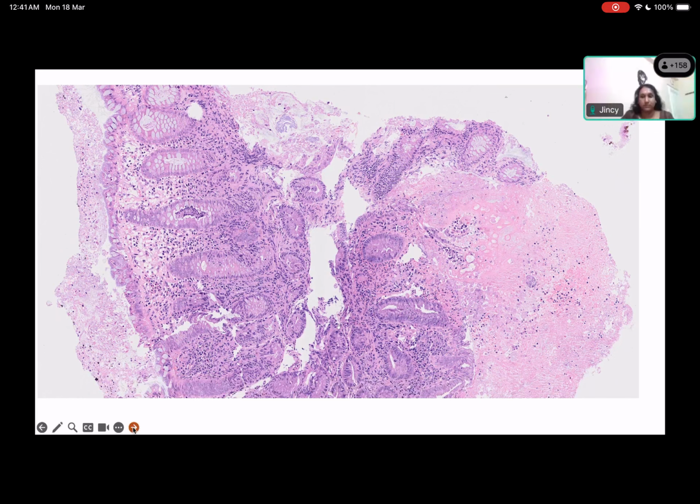Okay. So this is the colon. The section is from the colon, right? Yes, ma'am. Okay. Why do you say this is from the colon? Because villi are not there. Villi are absent. Okay. And tubular crypts. Anything else? Goblet cells. Okay, numerous goblet cells.